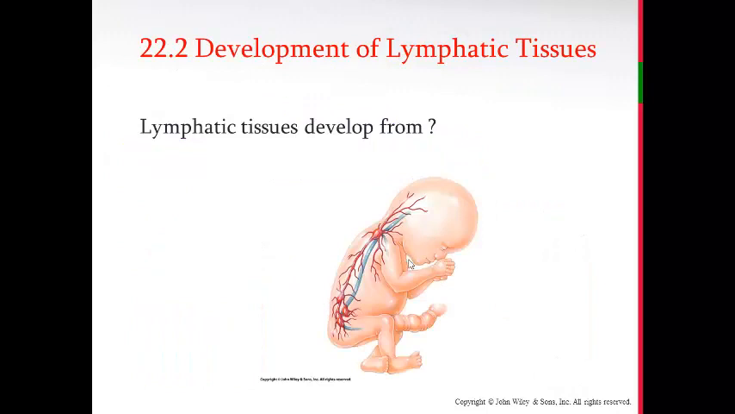Now, the development of our lymphatic tissue starts from our mesoderm. It will develop into, for instance, developing veins, and sections of them develop into our lymphatic tissues. Your textbook will tell you more, but we'll leave it at the mesoderm.